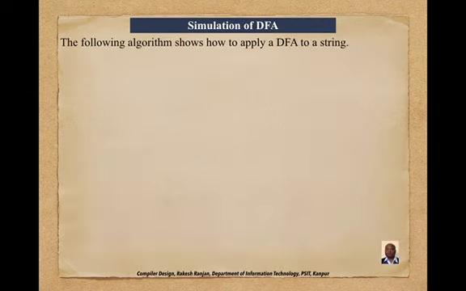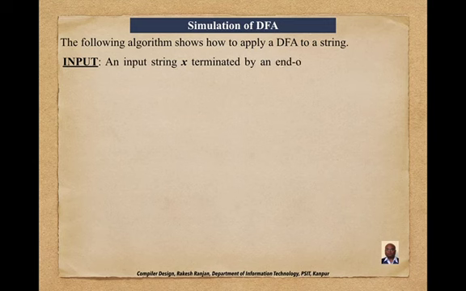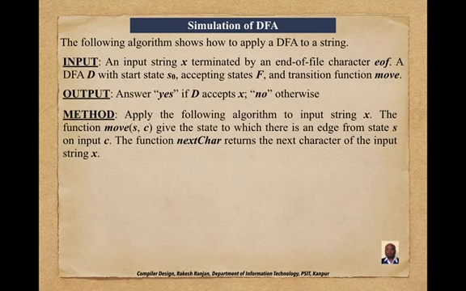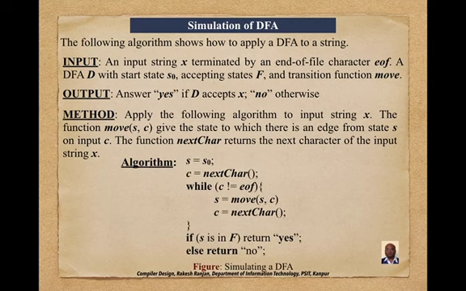Simulation of DFA. The following algorithm shows how to apply the DFA to a string. Input is given, and the output will be yes or no. The algorithm is like this. Initially S is equal to 0, C equal to next char, while C is not equal to end of file, S moves to move(S, C), C equal to next char. If S is in F, meaning the state is a final state, then return yes, otherwise return no. In this way we can simulate the DFA very easily.